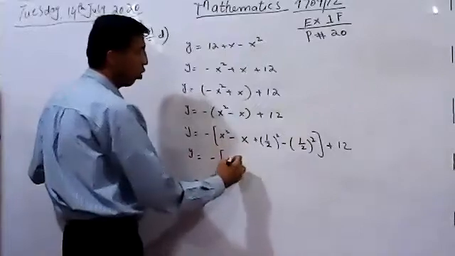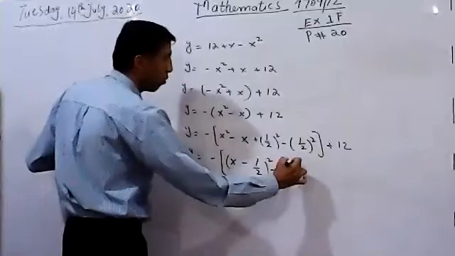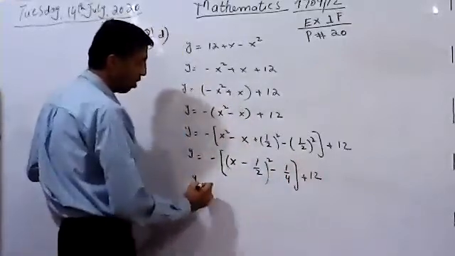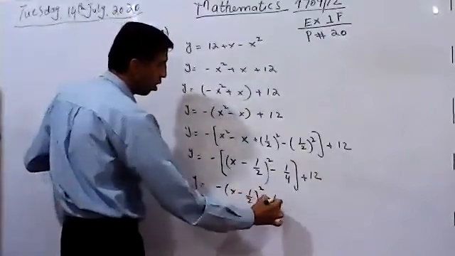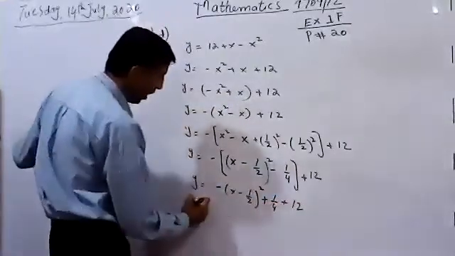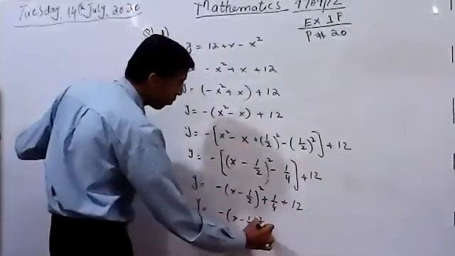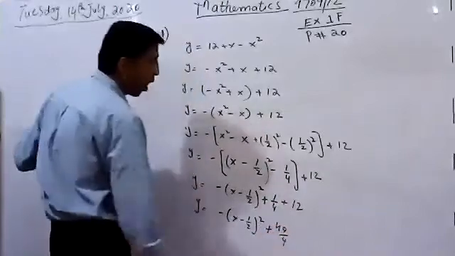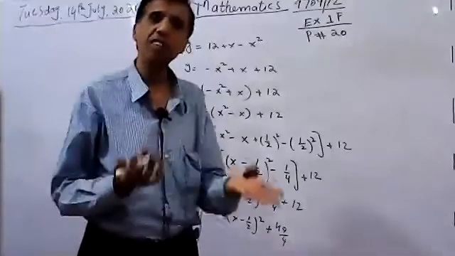It is the whole square of (x minus 1 by 2), minus 1 by 4, plus 12. Now multiply with the negative sign. Now take the LCM. This I have converted into the completed square form.